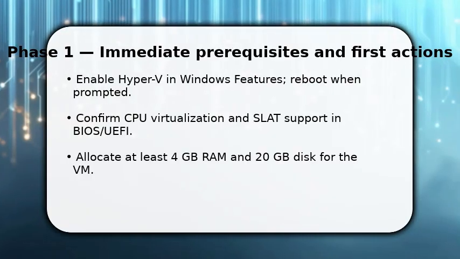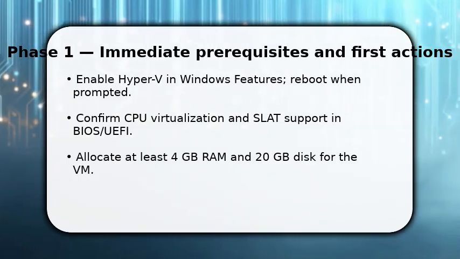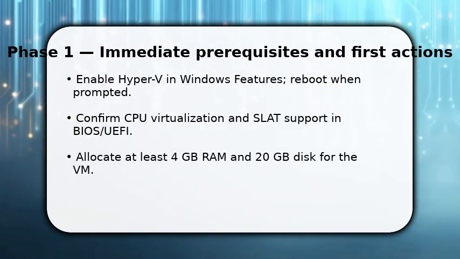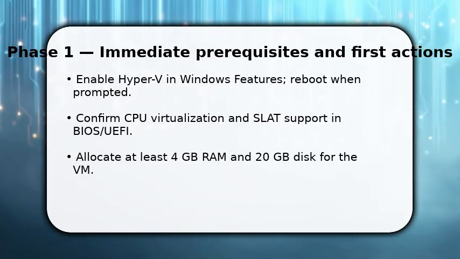You begin by enabling Hyper-V and rebooting. This activates the hypervisor layer so you can create VMs. Next, check BIOS for CPU virtualization and SLAT. Hyper-V needs them for performance and stability.